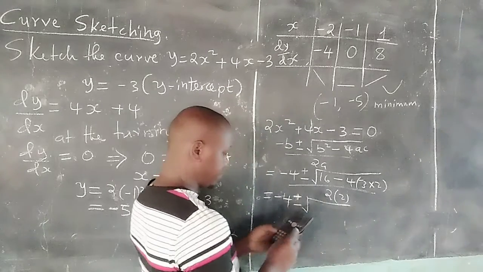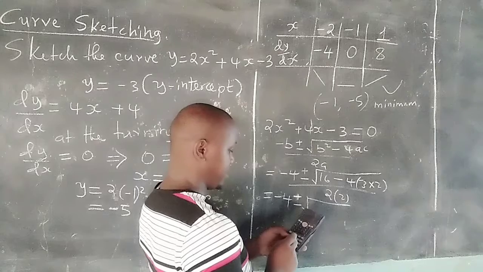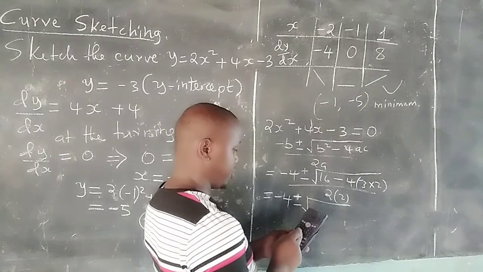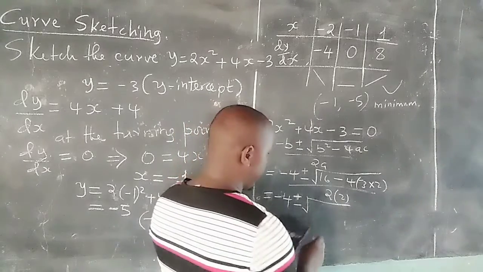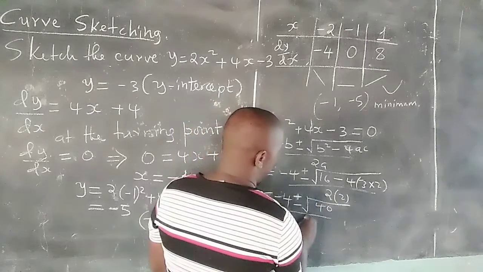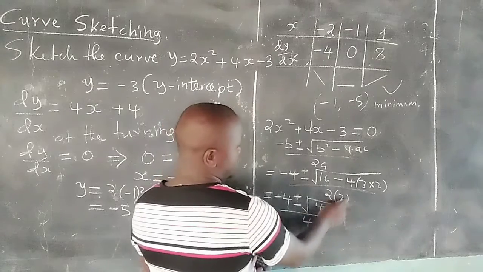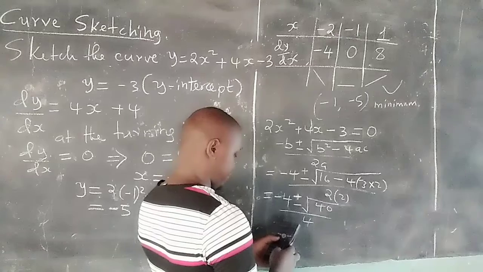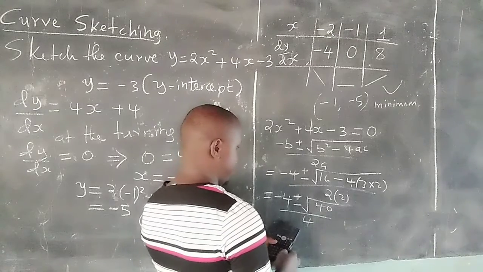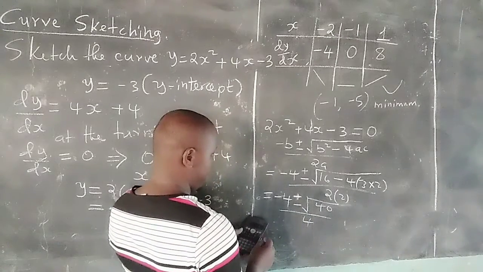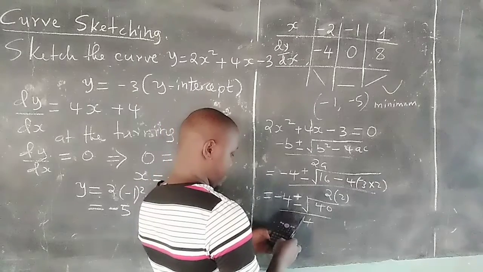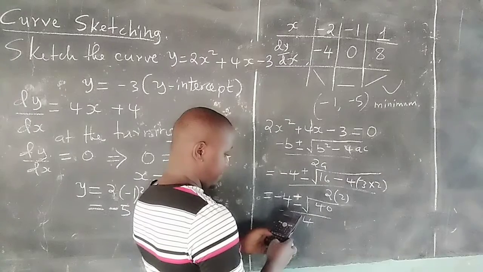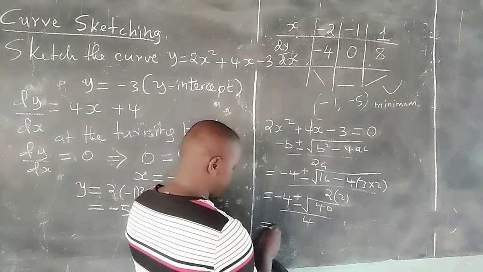The square root of 16 plus 4 multiplied by 3 multiplied by 2, giving us 40, out of 4. This one is becoming a plus since we have negative 4 times negative 3. Therefore, the square root of 40 is 6.3. So 6.3 minus 4 will be 2.3, divided by 4.